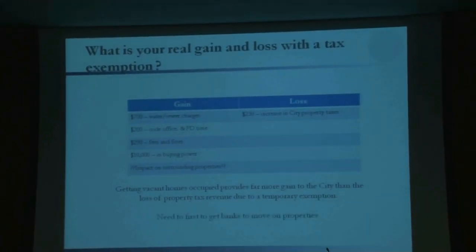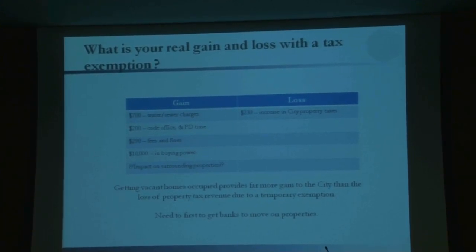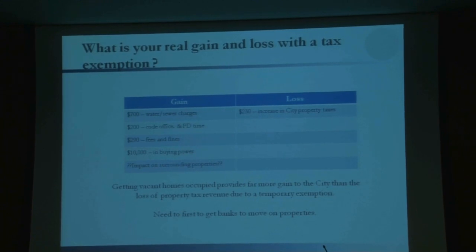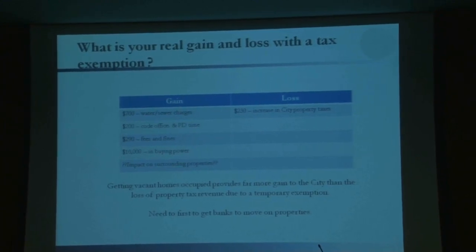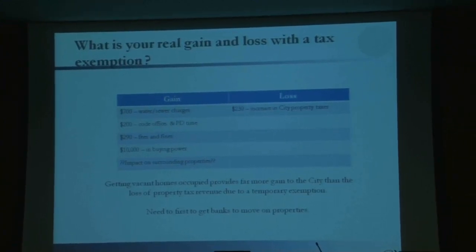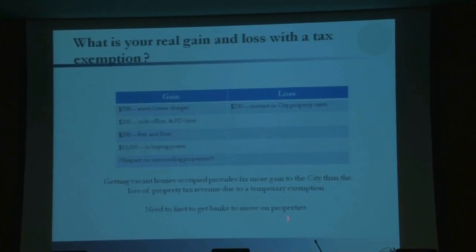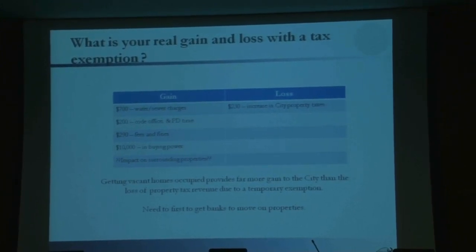The problem is we need to get the banks to move the properties, because there's a title owner, but for most of them, we don't know who it is or we can't get a hold of them, and the banks just continue to pay the taxes. So that is your first thing that needs to happen before we can get to this.